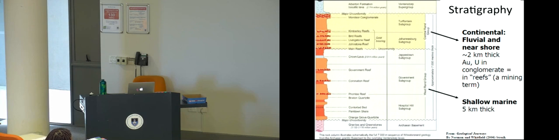And then above this we have the various sedimentary units, mainly shallow marine or fluvial, so a shallow inland sea or fluvial, which is deposited by rivers. And we have sandstones, and then every now and again we have these conglomerate layers, which are the reefs, which contain the gold. And we have the various subgroups.